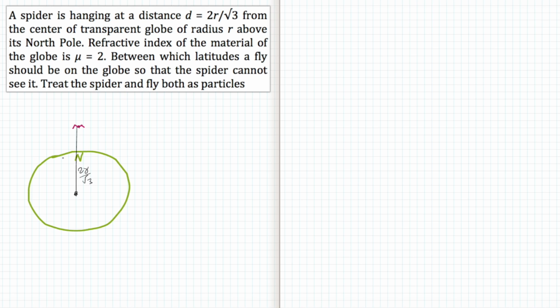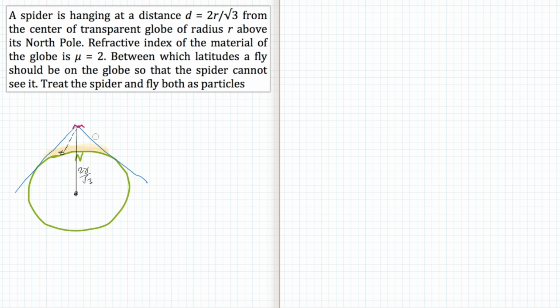Now see, the question is between which latitudes a fly should be on the globe so that the spider cannot see it. Now for example, suppose the fly is somewhere here. The spider can directly see the fly because light from the fly can come to the spider. So we have to find all the possible positions of the fly for which light from the fly cannot go to the spider. First of all, if we draw a tangent from the spider to the globe, this will be our tangent. Between all these positions, the spider can directly see the fly.